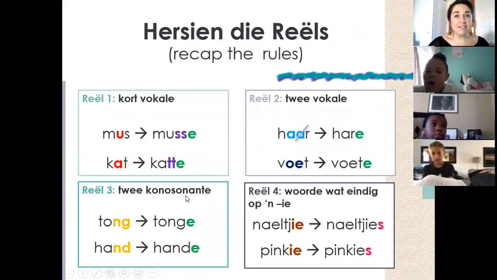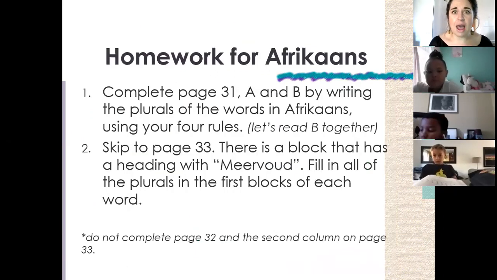2 konsonante, when there's 2 consonants, an n and a g, we just add an e. Reël nummer 4, wanneer 'n woord eindig op ie, when words end on an ie, we just add an s. Naltjie, naltjies. Pinkie, pinkies. Okay, now we only have about a minute left, so I want you to get your highlighter.